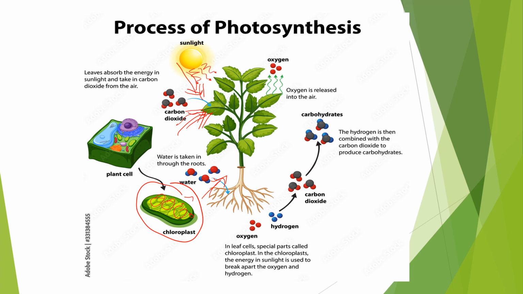In the next step, the carbon dioxide is splitting. The carbon is obtained to make sugars, and this reaction does not require light energy. It takes place in the stroma. So carbon dioxide is splitting up and forming the carbohydrates or the sugar part, but this is happening in the stroma. This does not require light energy. This happens in the dark phase of photosynthesis.